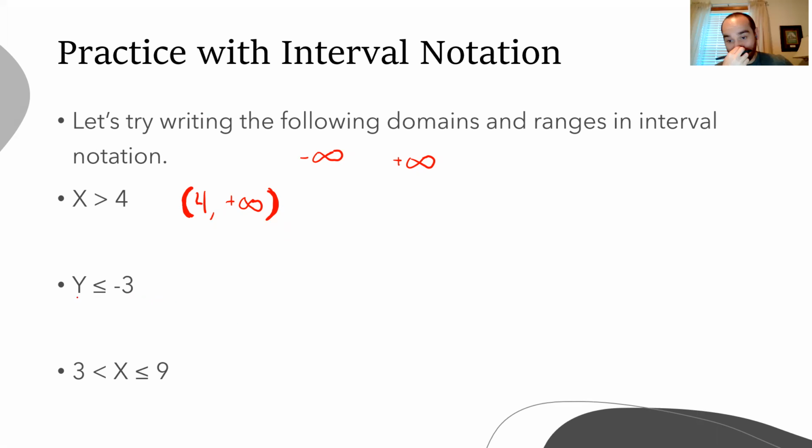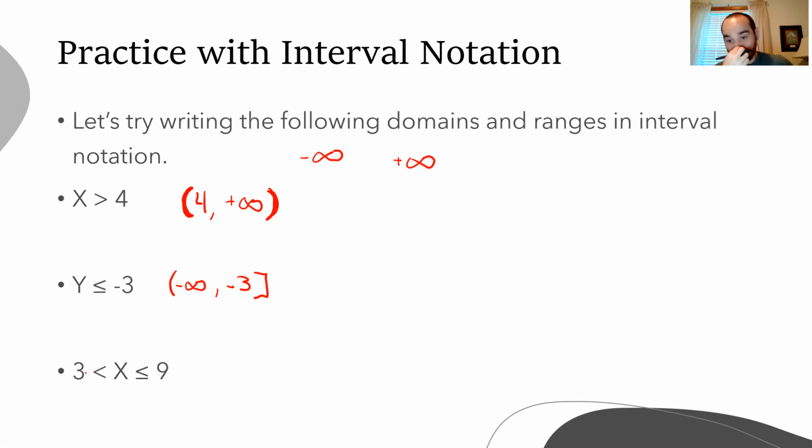Now, in this case, we say y is less than or equal to -3. So that means that the minimum possible value is negative infinity, right? It'll go on as low as you can possibly go. And then the highest value is -3. Now, in this case, because we've got this equal to, it is being included. y can equal -3. So we want to use a square bracket instead of a parentheses.